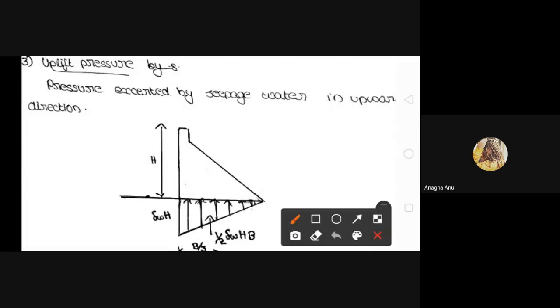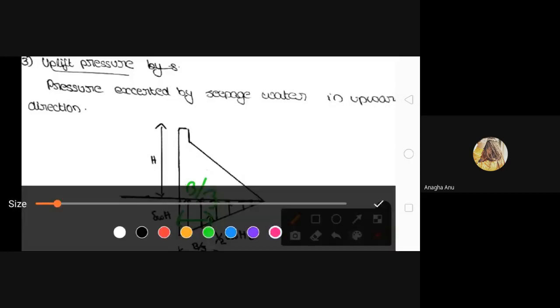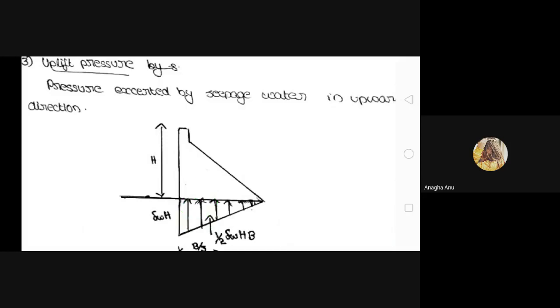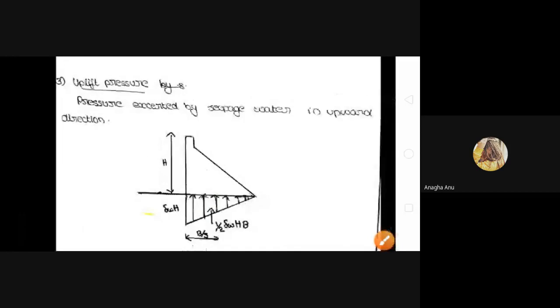Then this force, that is half into gamma W into H into B, will be concentrated at a distance of B by 3 from the heel of the dam. Okay, in this figure, this is the heel of the dam, and the force will be acting at a distance of B by 3 from the heel. Okay, that's all about the third pressure, that is the uplift pressure.